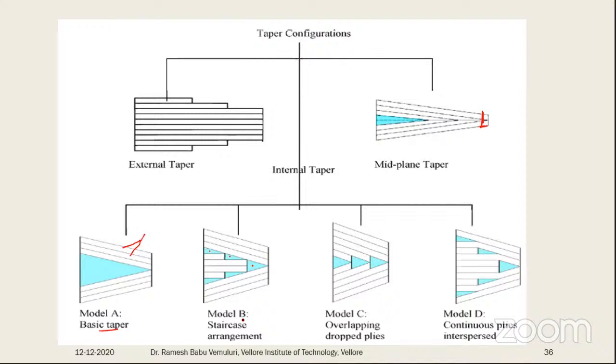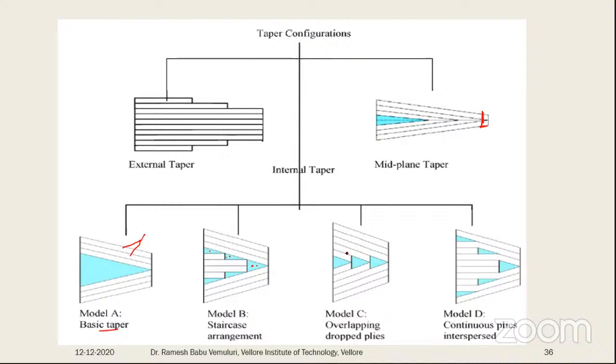Whereas in model B, the staircase arrangement, in the middle we will have more uniform fibers, and after that we can put these resin or matrix patches. Then we can use the plies here. This is called the staircase arrangement, and model C is called the overlapping dropped plies.